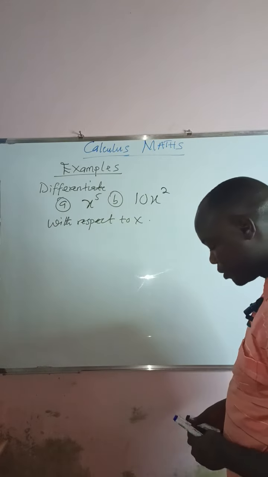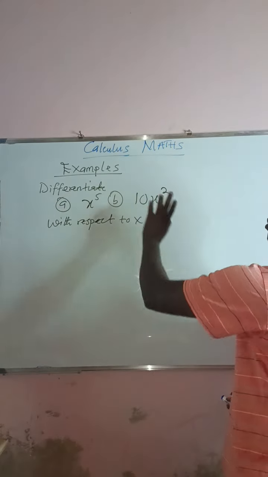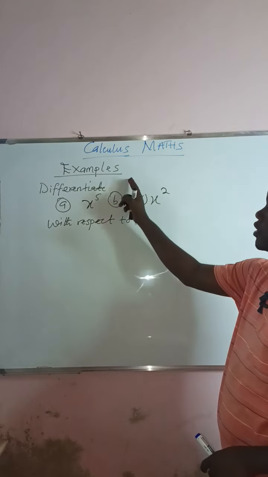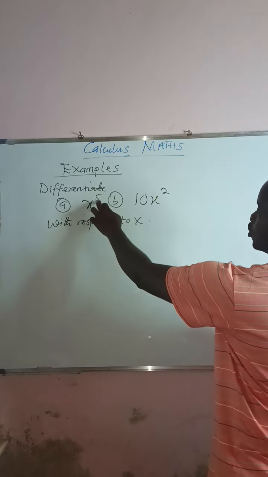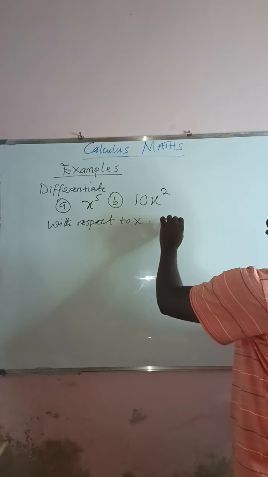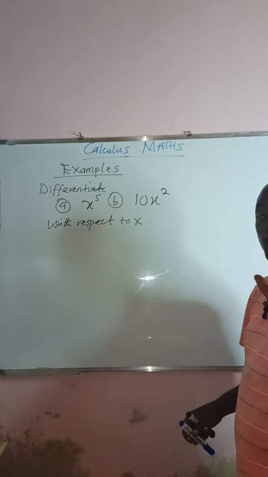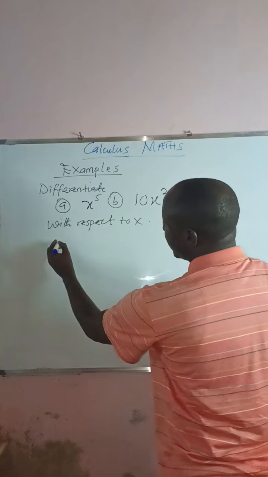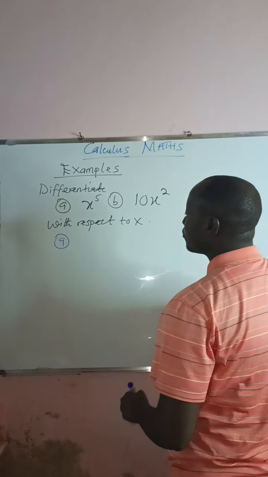Okay, in this video we are going to look at the differentiation of these two equations. So the question says differentiate a) x raised to the power of 5 and b) 10x raised to the power of 2 with respect to x. So let's start with a solution.